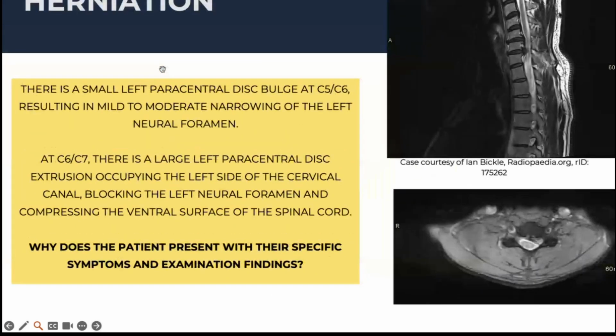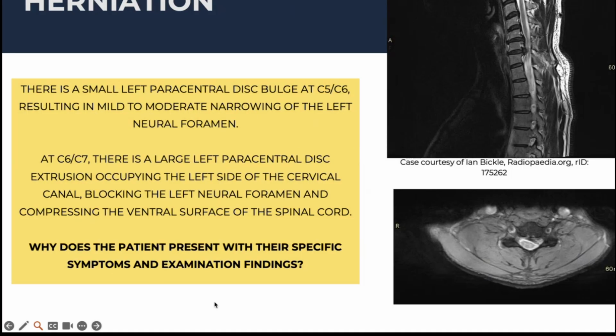So why do you think that this patient presents with the specific symptoms and examination findings that they have? So they've got paresthesia over the middle finger and over the back of the forearm. They have weakness in extension of the elbow, and they have a weak tricep reflex. Why do you think that is? And this is really digging from year 1 and year 2 knowledge. So I appreciate it's been a long time. I see nobody's typing, so I might just move on.